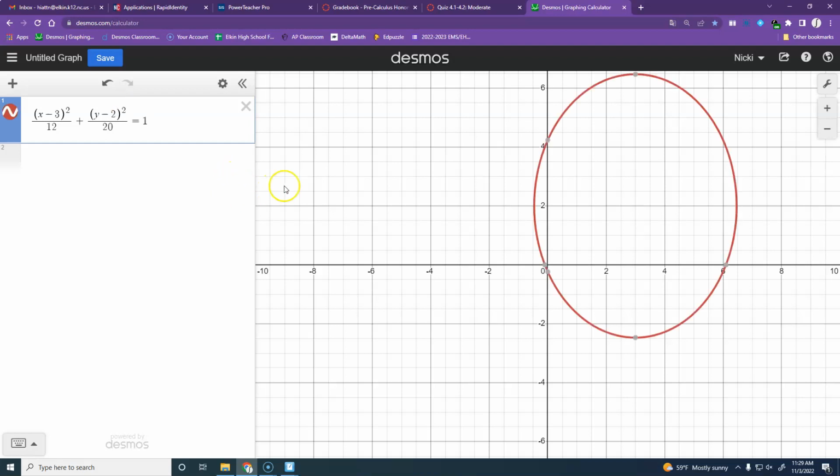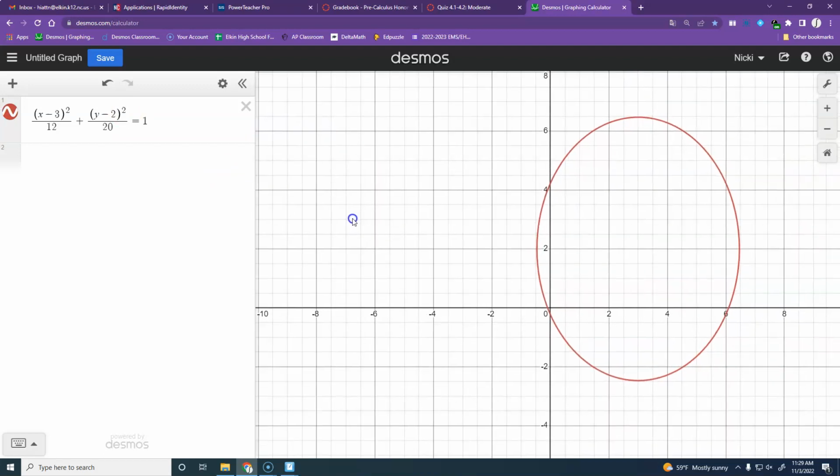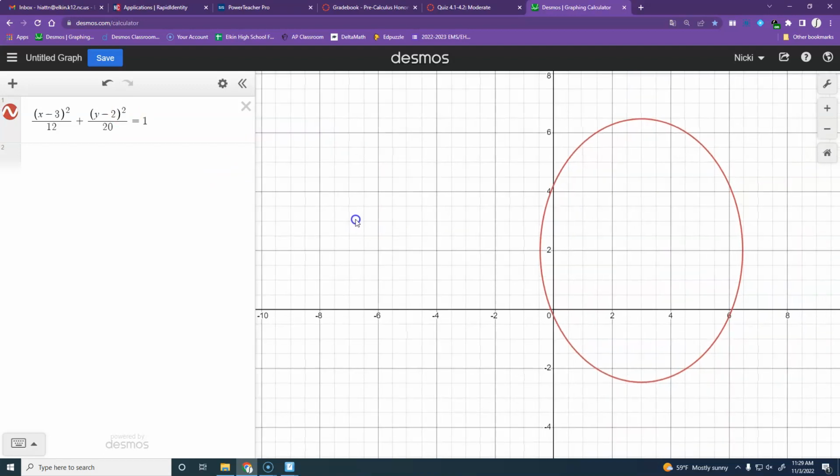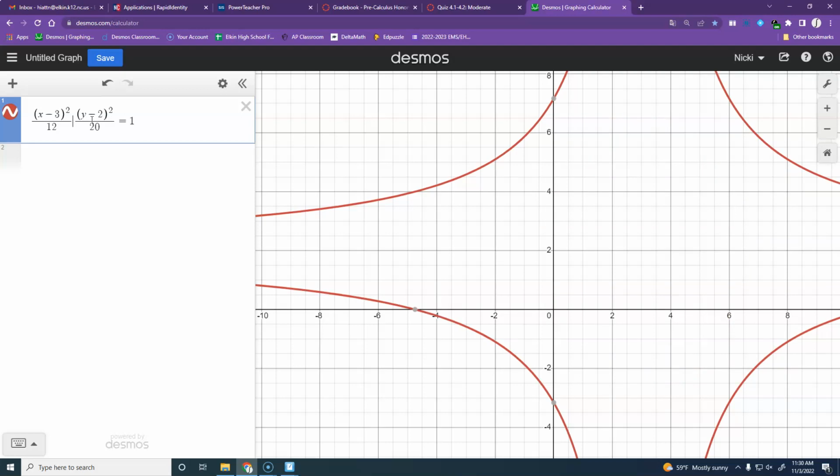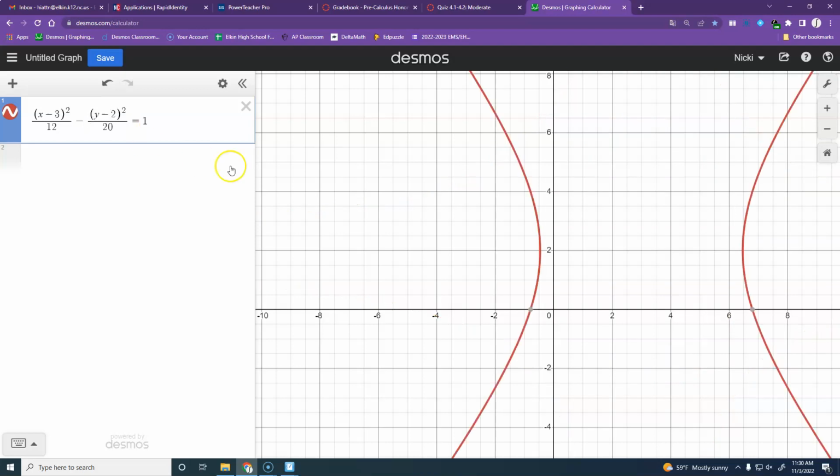Okay, so this is what's going to happen today. As far as putting these in standard form, it's going to be almost the same. Everything you do to put it in standard form is going to be basically the same as an ellipse. But if instead of a plus right here, I have a minus, look at what it does to the graph.